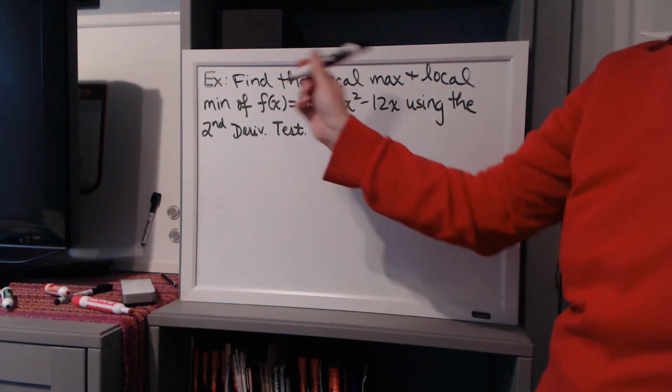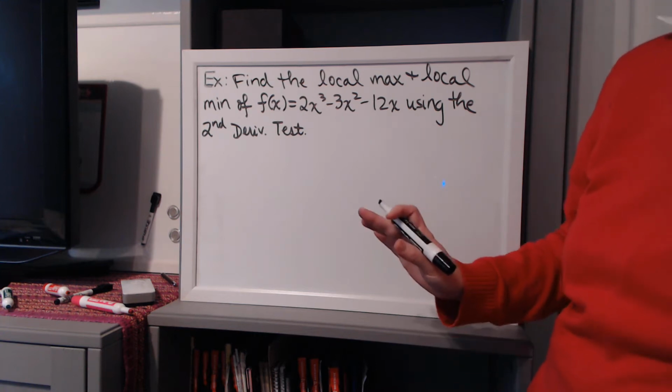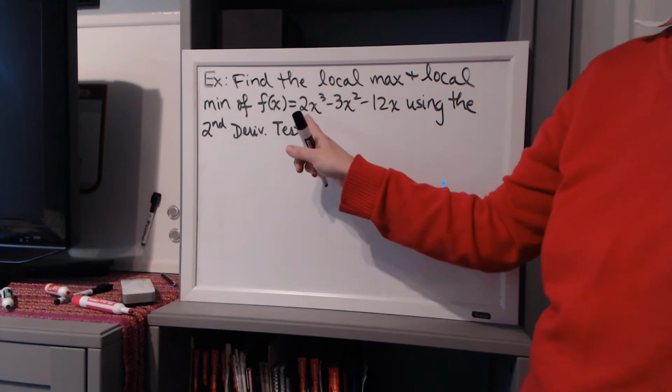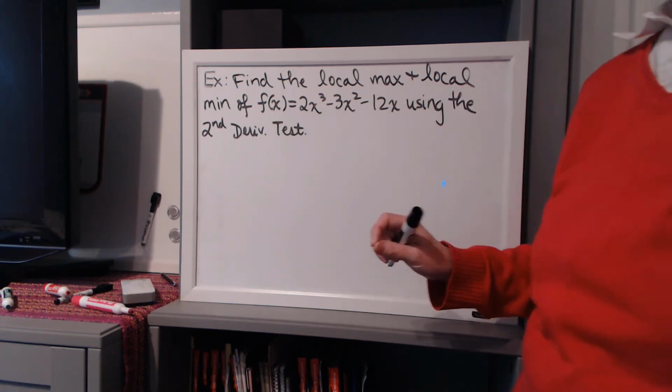Second derivative test. Here's our first example for the second derivative test. Maybe the only example, I don't remember right at this second. But we're going to find the local max and local min of f of x equal 2x cubed minus 3x squared minus 12x using the second derivative test.